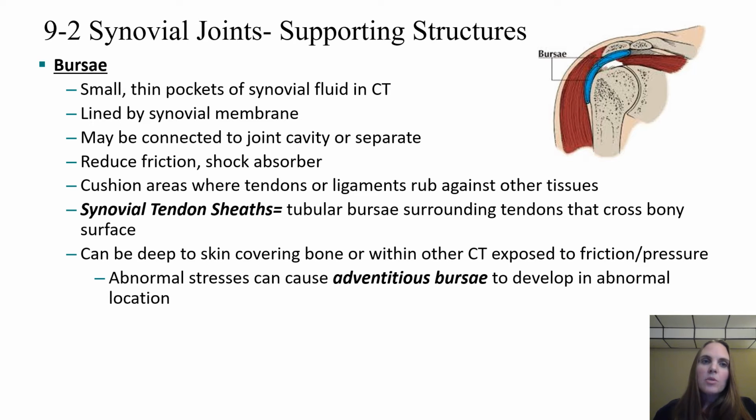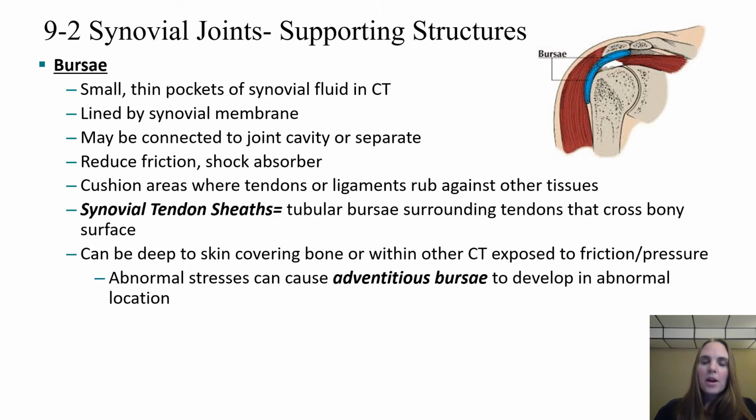And we can sometimes have synovial tendon sheaths. A synovial tendon sheath is like a tubular bursa that surrounds a tendon that's going to cross a bony surface so that tendon is not rubbing directly up against that bony surface. This bursa, kind of like a little tubular water balloon, is going to surround it and provide some cushioning and shock absorption. We can find these bursa deep to skin that covers bone or within other connective tissue that's exposed to friction or pressure.